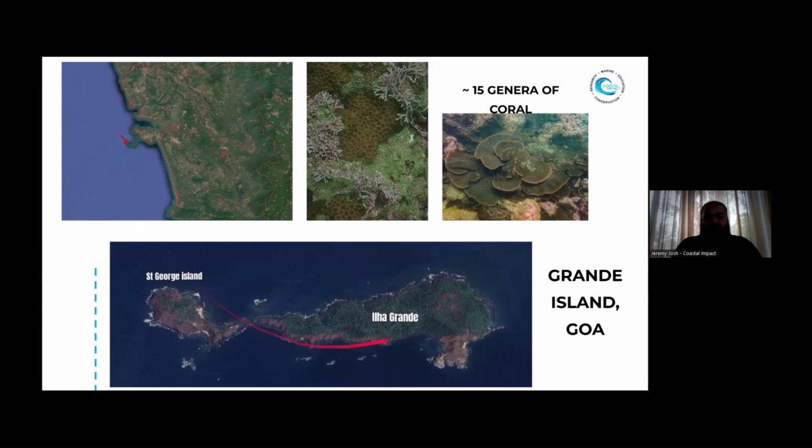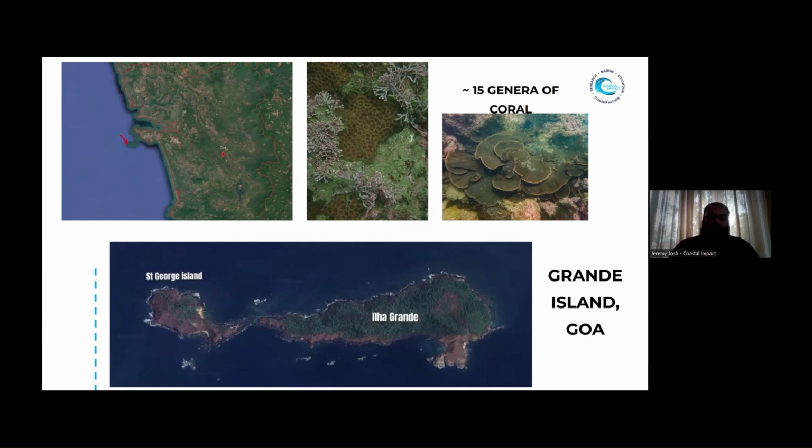A lot of these patches are concentrated on an island complex which consists of Grand Island, St. George Island, and another small island called Pequeno. And these islands allow for small patches of very dense coral cover compared to the rest of the coastline we have here on the west coast. And you see basically that these coral grow in various patches around the island. And in Goa, on Grand Island, we have approximately 15 genera of coral that we work with here.